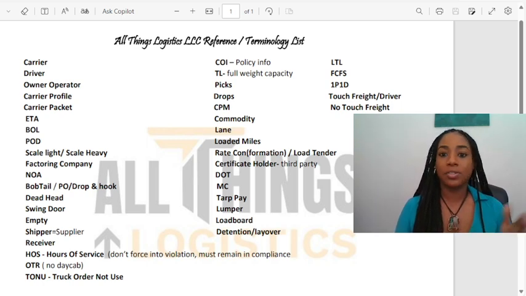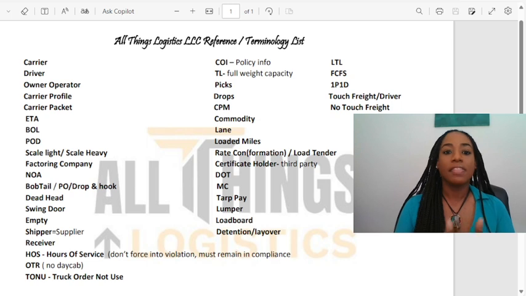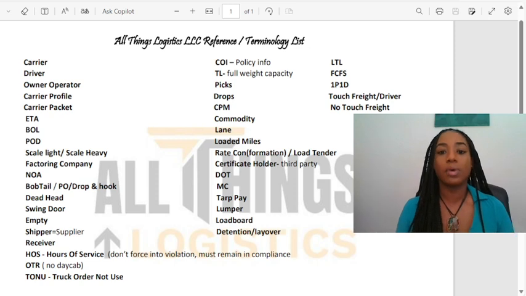Next, we have lane. The lane is basically the origin to the destination. So where they're picking up from and where they're dropping it. That is the lane. And when you're trying to get dedicated lane, you're trying to get a dedicated origin and a dedicated destination that your carrier can go to daily, weekly, or whatever the case may be. So that is the lane.